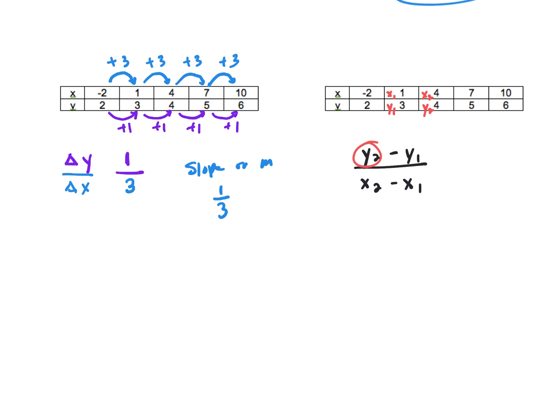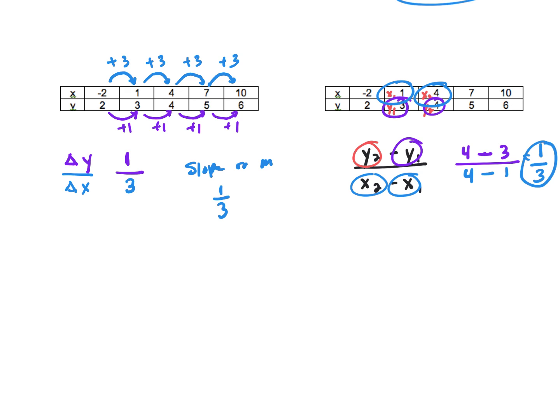So we're going to replace our y2 with 4, and then we're going to go to our y1, and we're going to take away 3. Then we're going to move on to our x2, which is also 4, and we're going to take away our x1, which would be 1. 4 minus 3 would give me 1, and 4 minus 1 would give me 3. So consistently, either way, we're going to get 1 over 3.